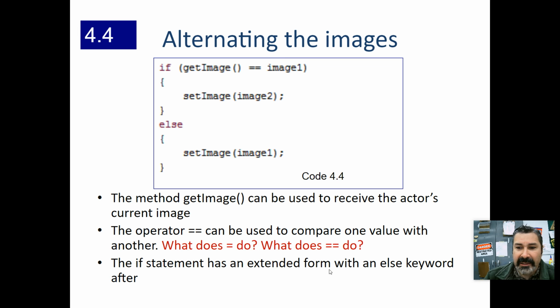The if statement has an extended form with an else keyword. So we've seen the if before. So now we have else. So the way this works is if the current image is image 1, then we're going to do this, and then we skip this. If this evaluates to false, get the current image, is it equal to image 1? No. Then we skip this and jump down to this. So if this is true, do this, otherwise do this.